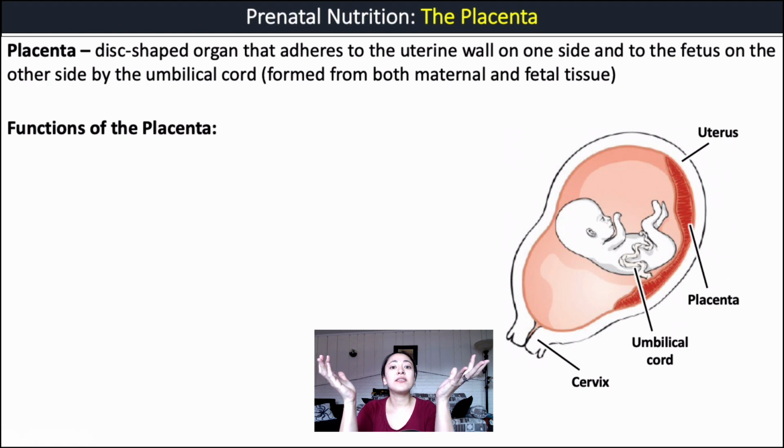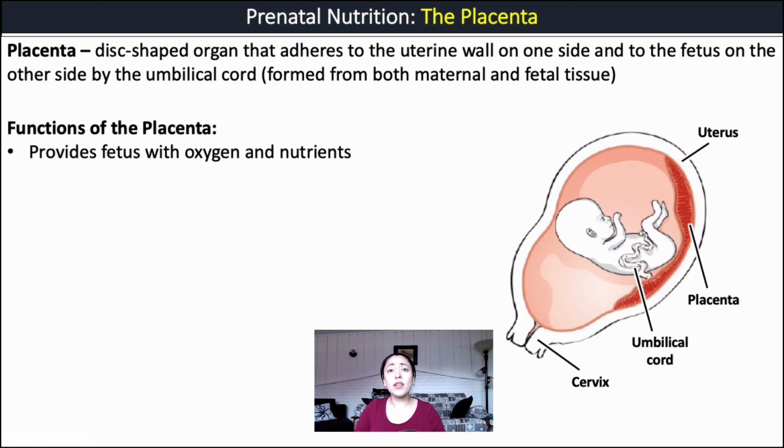Now let's talk about the placenta in more detail. The placenta is a disc-shaped organ that adheres to the uterine wall on one side, and it adheres to the fetus on the other side via the umbilical cord. The placenta is formed from both maternal and fetal tissue, and I'll talk a little bit more about how this is structured in the next couple slides. Let's list some of the functions of the placenta. First, the placenta provides the fetus with oxygen and nutrients.